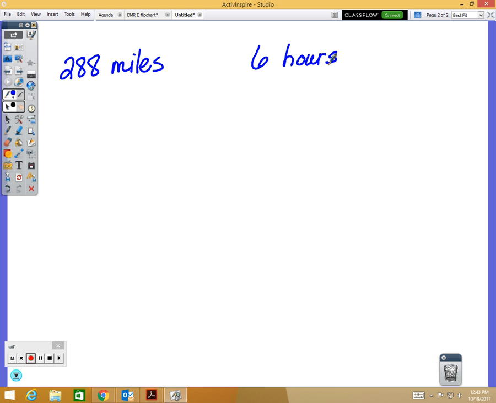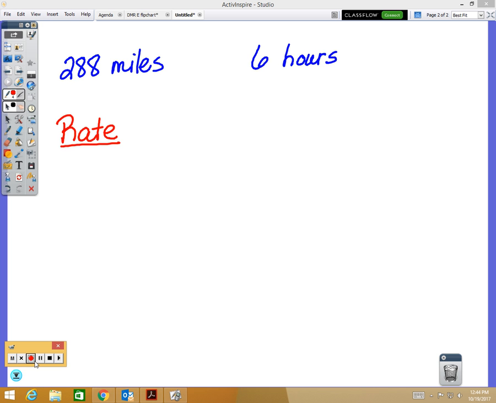So the first thing that we're going to do is write a rate. Yesterday and the day before we learned about ratios, and we can use these two numbers to write a ratio for the miles to hours. Okay, so again, if I write a ratio of miles to hours, what would that look like? 288 to 6, or 288 over 6, or 288 colon 6, right?